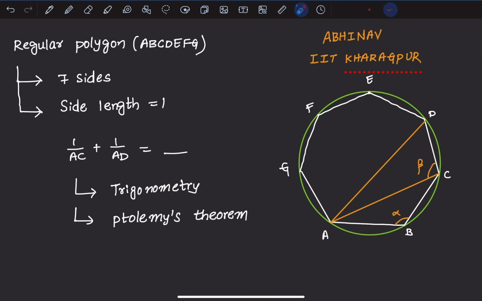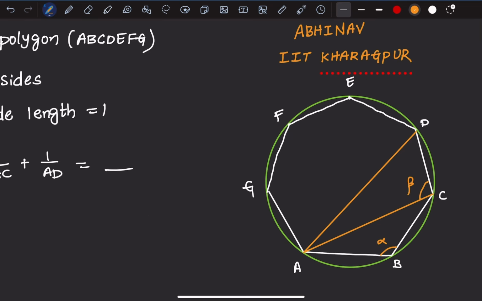So what we are going to do in this video is solve this problem using two approaches. The first one is the usual trigonometry approach, which is quite calculative and a little bit cumbersome. And in the second approach, we use something called Ptolemy's theorem to solve this particular question. Alright, so let us go ahead with the trigonometry approach.